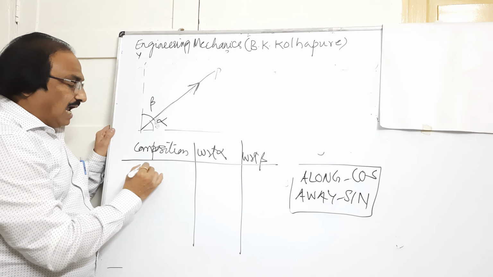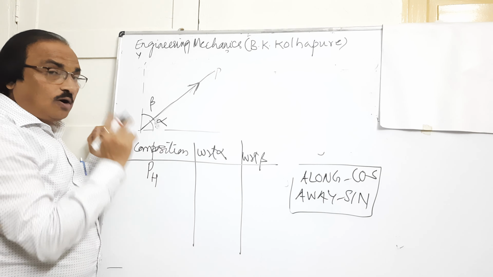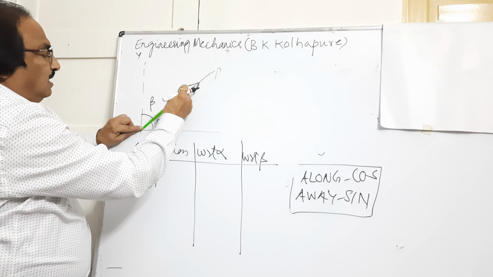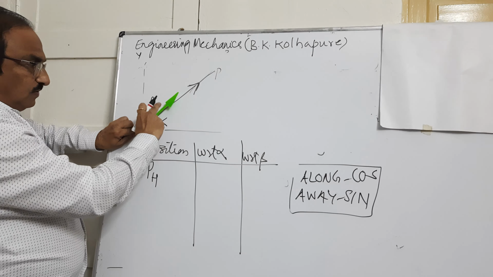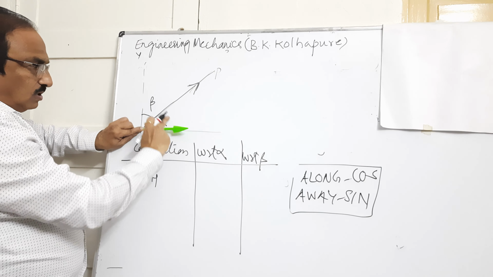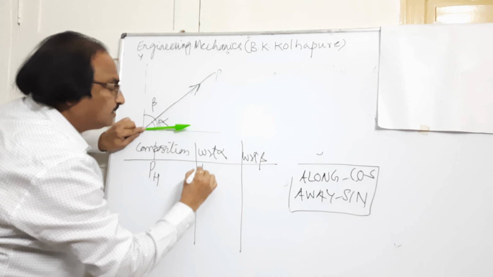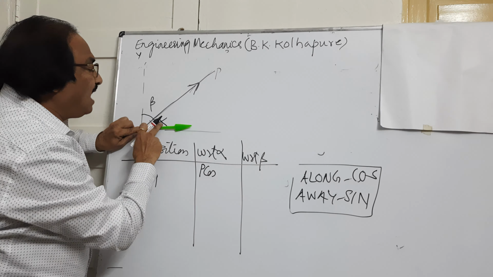Now let us see here. I want to go for the horizontal component of the force. See here, I will hold the force. This is my angle alpha. So when I resolve it horizontally, what am I doing? I am going along the angle. And when I go along, what is the resolution? Cos. So it is P cos of which angle? Alpha.